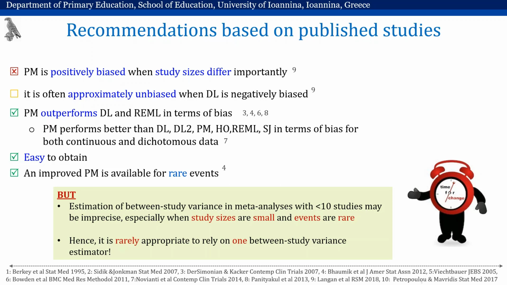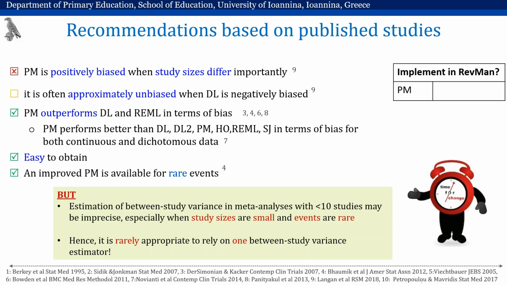Although the Paule and Mandel method is positively biased, when study sizes differ importantly in a meta-analysis, simulations have shown that it outperforms both DerSimonian and Laird and restricted maximum likelihood methods, among others, in terms of bias for both continuous and dichotomous data. However, we need to consider that it is rarely appropriate to rely on one between-study variance method when we only have a few studies in the meta-analysis, and especially when these studies are small and we have rare events. So, to the question, should we implement the Paule and Mandel estimator in RevMan, we could probably say yes, considering again the specific study results.